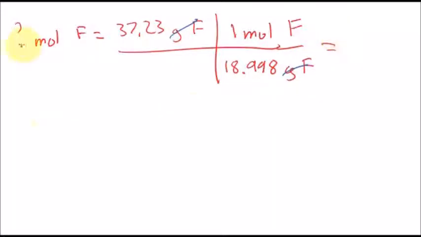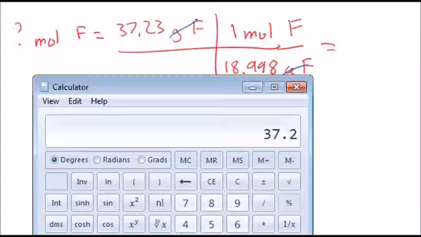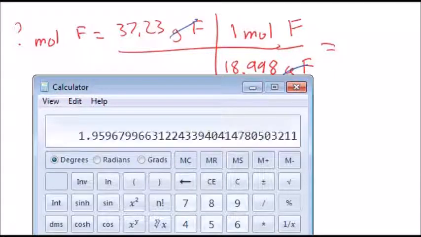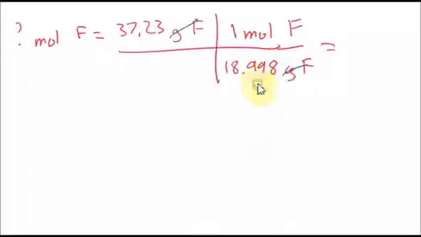Here we can get our calculator out. 37.23 times 1 is 37.23 divided by 18.998. And that's going to give us 1.960 moles of fluorine.